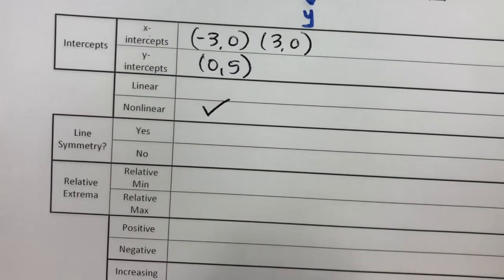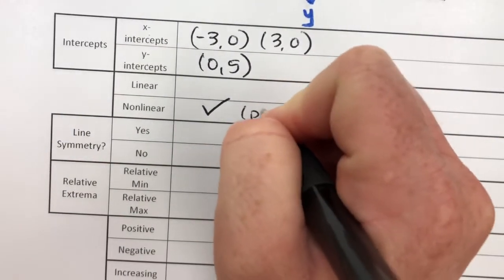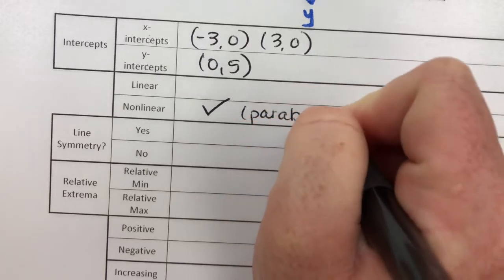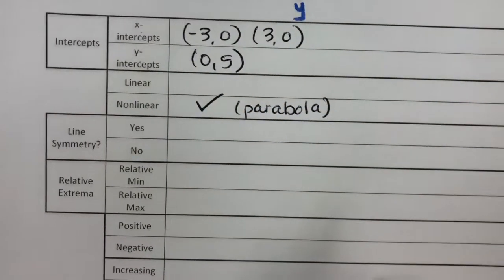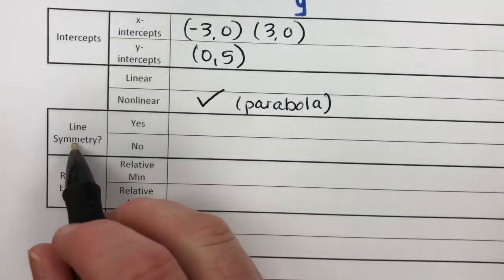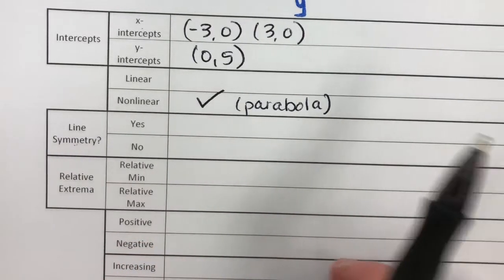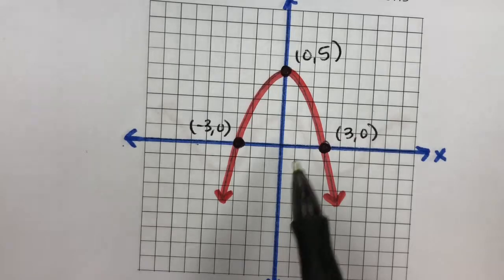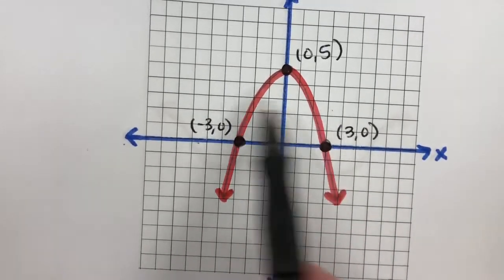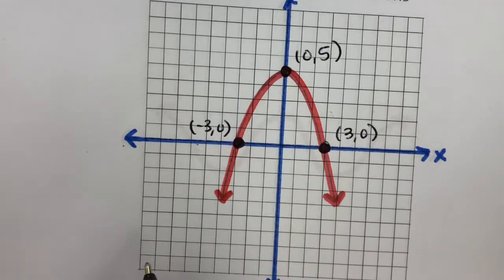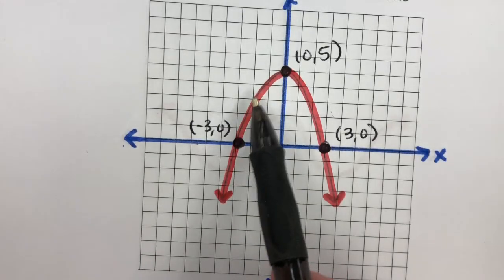Or I could write non-linear or whatever. I'm going to put parabola. You do not have to write whether it's a parabola or a straight line or whatever. I'm just writing it. All right, then line symmetry. Does this graph have line symmetry? Could I fold it in half, side to side, and the two sides match up as like mirror images of each other? Well, I mean, I stink at drawing.